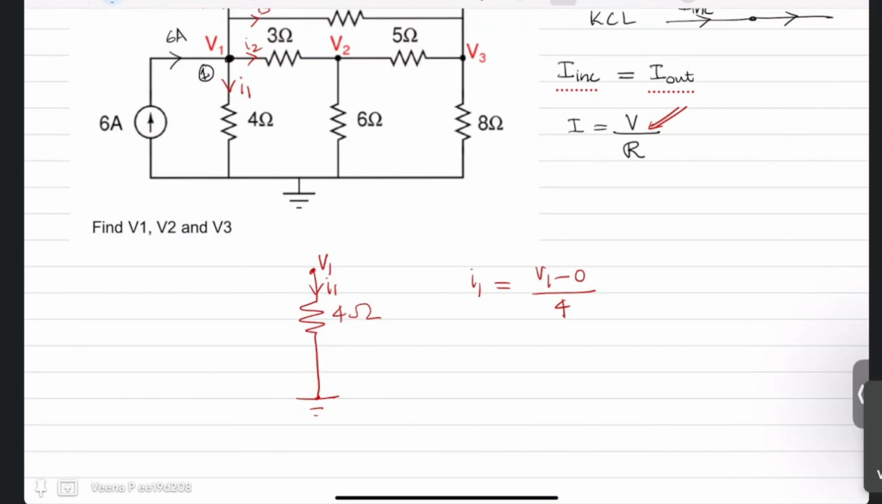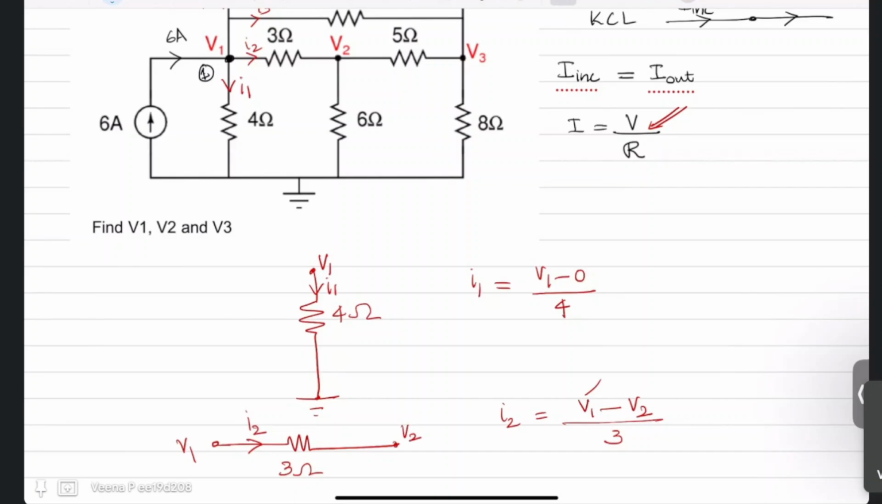Similarly, I2: if you take I2, the direction is like this, and this is your V1 and this is your V2 and this is your 3 ohm. So the direction of I2 is from V1 to V2. So I2 is given by (V1 minus V2) by 3, the higher potential minus lower potential by the resistance. So this is how you write for the currents.